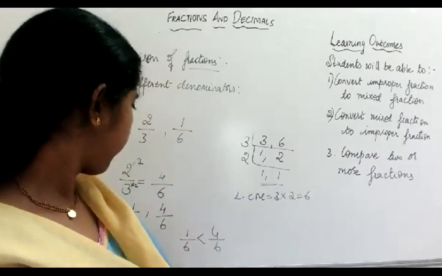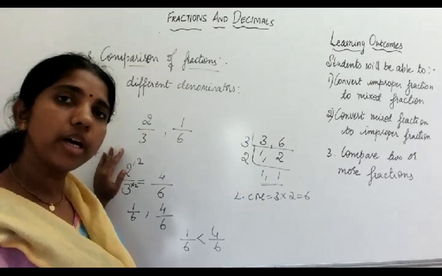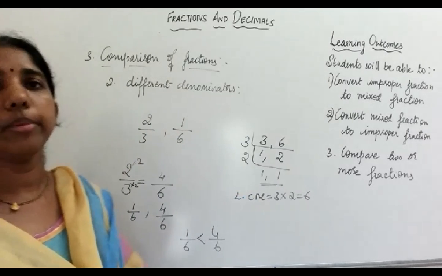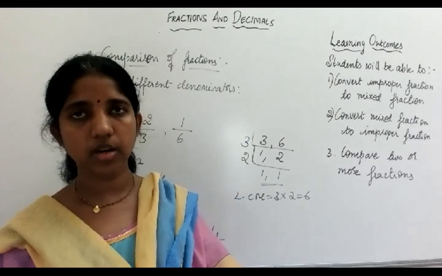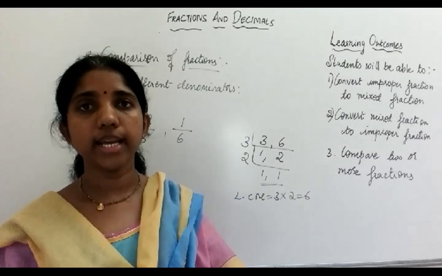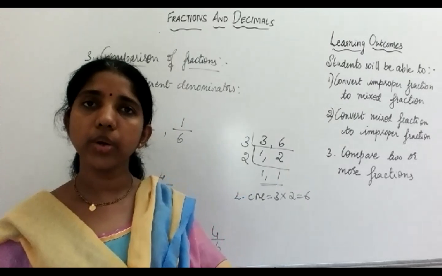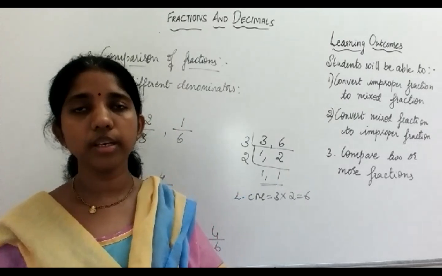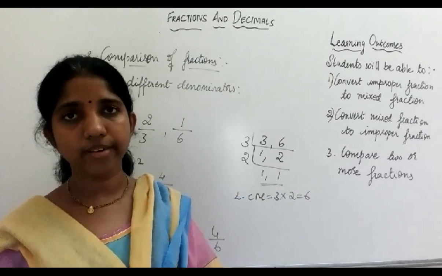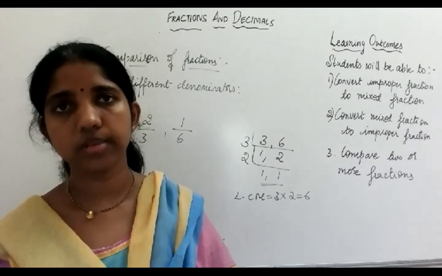So first we take the LCM of the denominators. When the denominators are not the same, to compare two fractions, we take the LCM of the denominators and then we convert to equivalent fractions, or like fractions. We convert the given unlike fractions to like fractions and then we compare the given fractions.